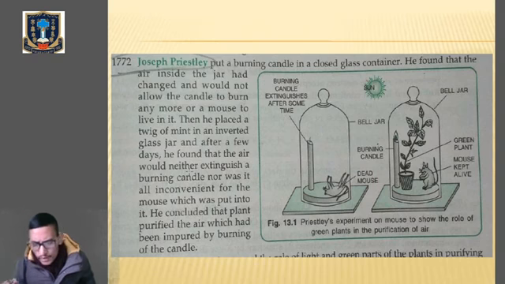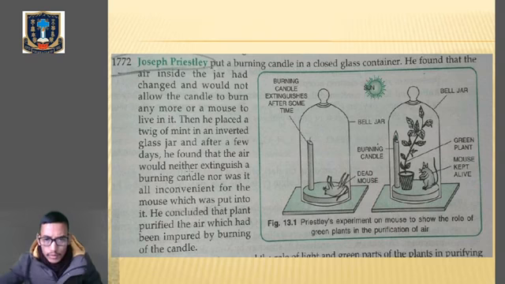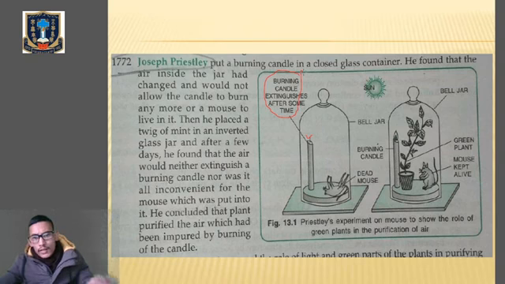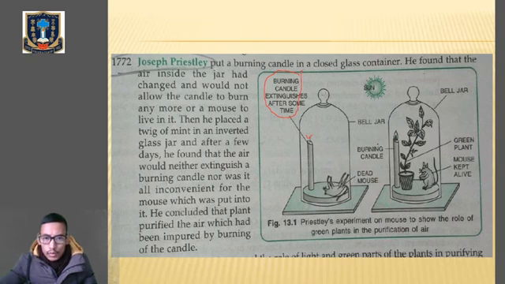So Joseph Priestley put a burning candle in a closed glass container. You can even see it in the figure, figure 14.1. So he put a burning candle, this is the burning candle, in a glass container. Now he found that the air inside the jar had changed and would not allow the candle to burn anymore or a mouse to live in it. That means in a closed glass container, Joseph Priestley put a burning candle and he placed a mouse.